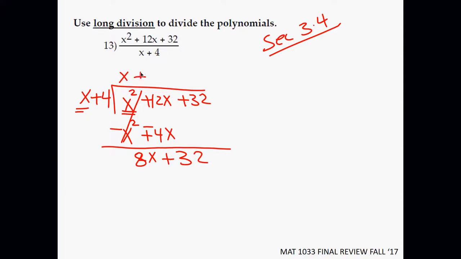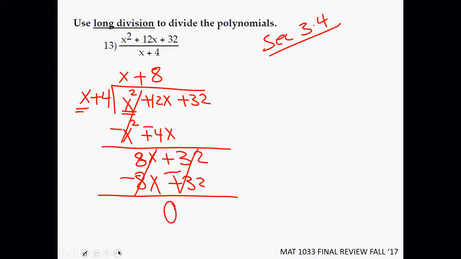Now again, we take 8x over x will be positive 8. We multiply 8 with the x will be 8x. 8 times positive 4 will be positive 32. We grab the line, we change the sign, and here we notice that both of them cancel, and my remainder is 0. So your answer for that is x plus 8. And that is part C.